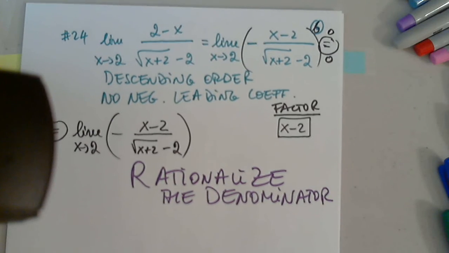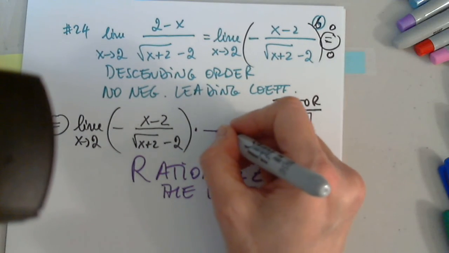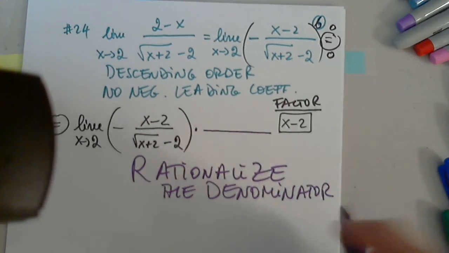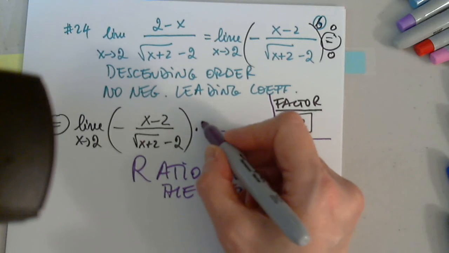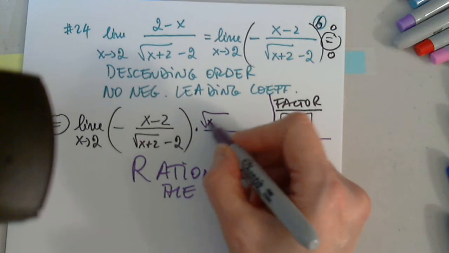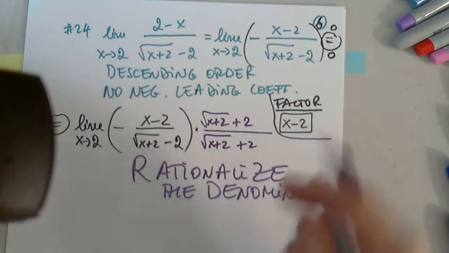Great job. Thank you. Rationalize the denominator. Okay, what do I do? That's going to be multiplied by the conjugate. Very good. Who was that, Mark? Thank you. Yeah. x plus 2, the square root of x plus 2 plus 2.